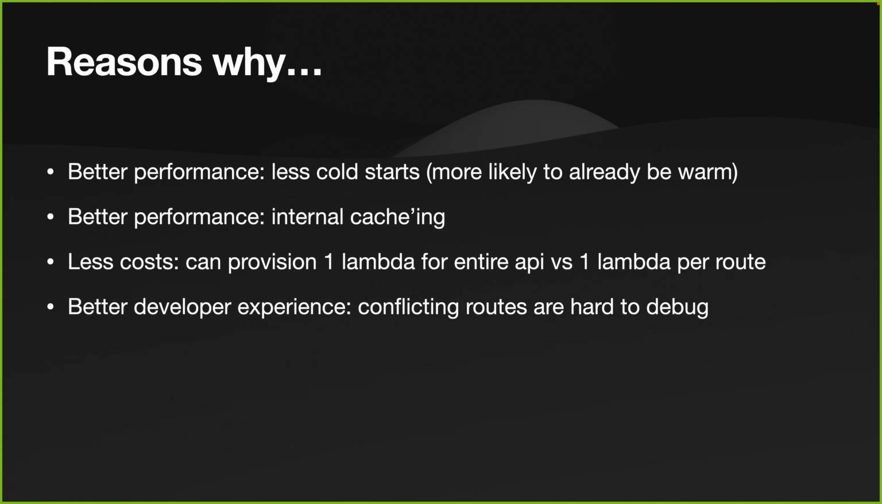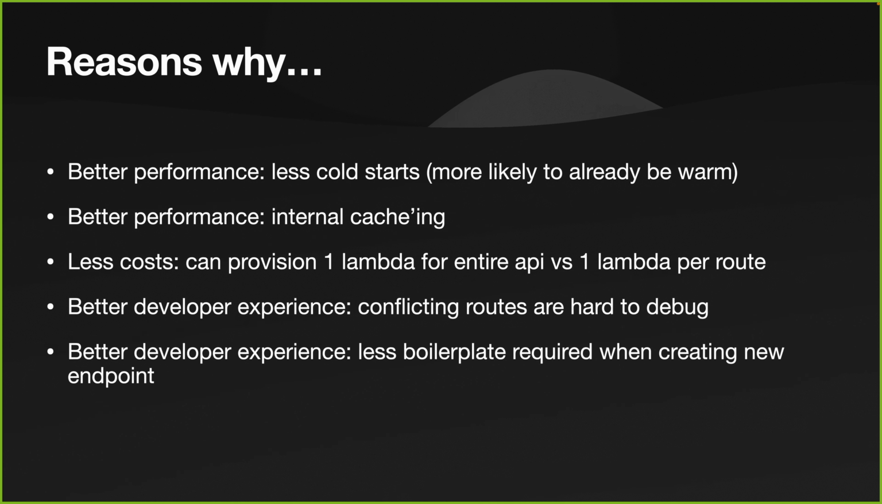And last but not least, a better developer experience. Conflicting routes are very hard to debug, and they do occur. An API gateway won't throw an error sometimes, so it's hard to figure out. And then you have less boilerplate when you're making a new endpoint. Instead of having to go through and change a file here and then change a file in the configuration, it does it all for you.